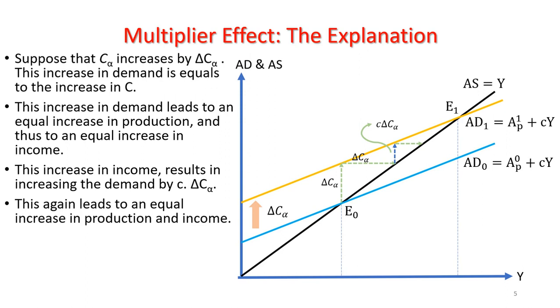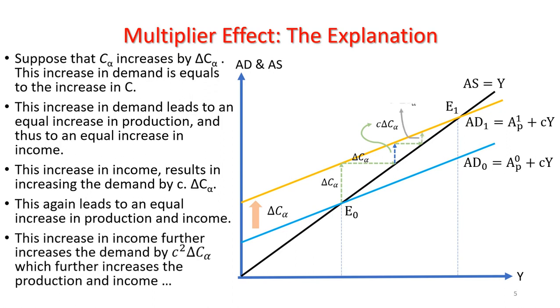And similarly, this increase in income further increases the demand by C times C into delta C alpha, that is C square delta C alpha. This increase further increases the production and income, which further increases the demand, which further increases the income and production, and the process continues until the economy reaches at E1, where aggregate demand is equal to aggregate supply.